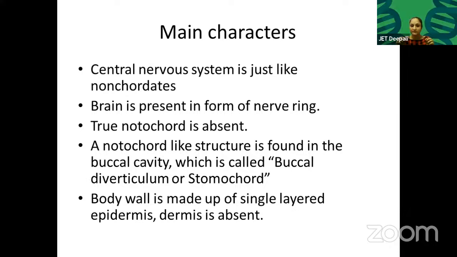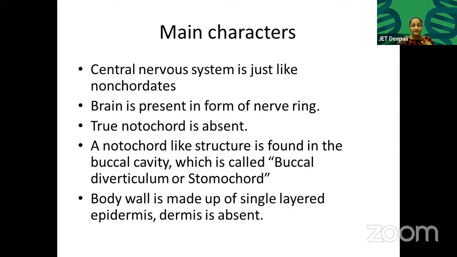Now see, the central nervous system is just like non-chordates. Some of their characteristics resemble invertebrates and some resemble vertebrates. So they are normally called a connecting link between invertebrates and vertebrates. Half of the characteristics are of invertebrates, half of vertebrates, in between the two.